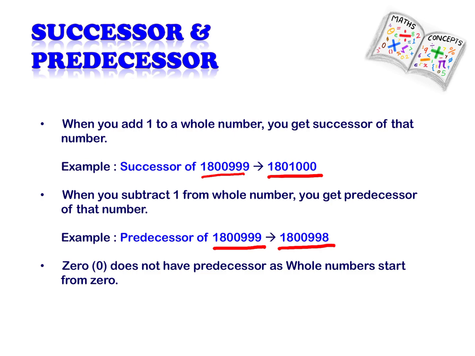Remember, on the number line, successor of a number would be to the right of that number and predecessor of the number would be to the left of that number. Now 0 does not have predecessor as whole numbers start from 0. We just saw the number line for whole numbers and we saw that the number line cannot be extended towards left. There is no number before 0 and hence 0 does not have predecessor in whole numbers.